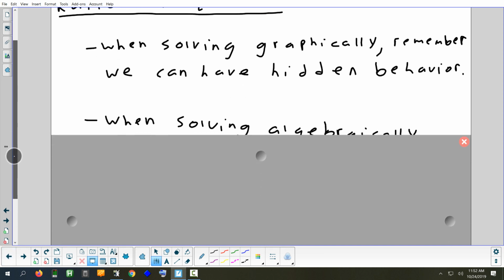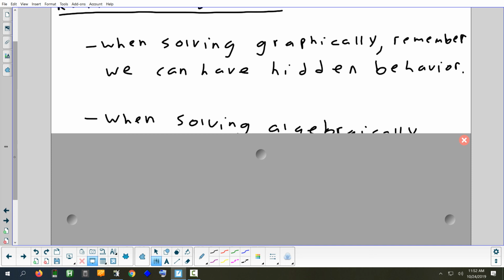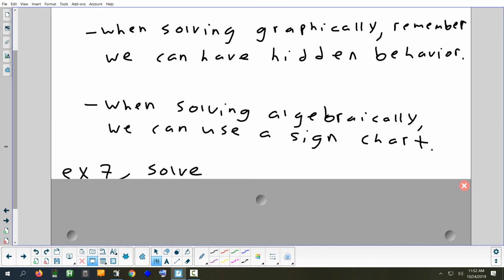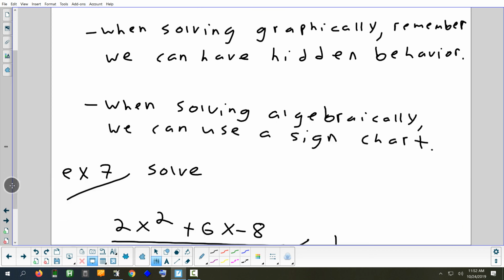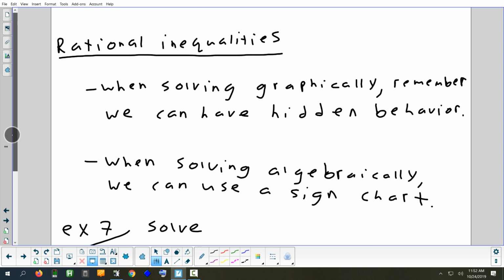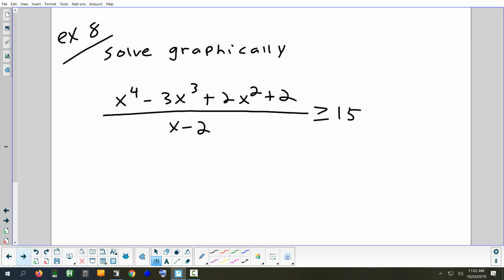And we're just going to worry about graphically. That's all we're going to worry about. We're not going to do solving algebraically. So that's what you want to know. Okay, so let's look at this one. It says solve graphically.